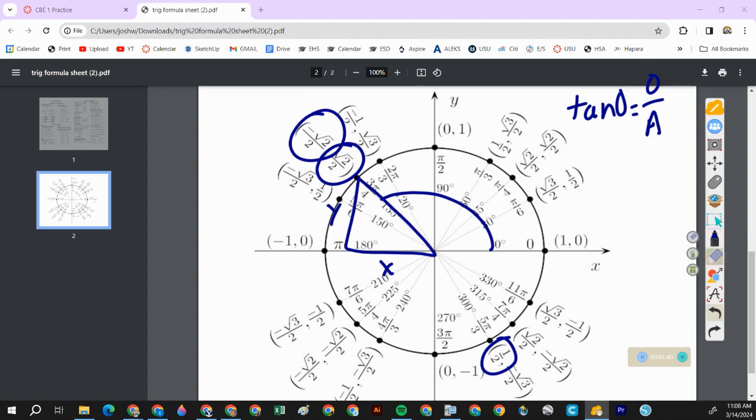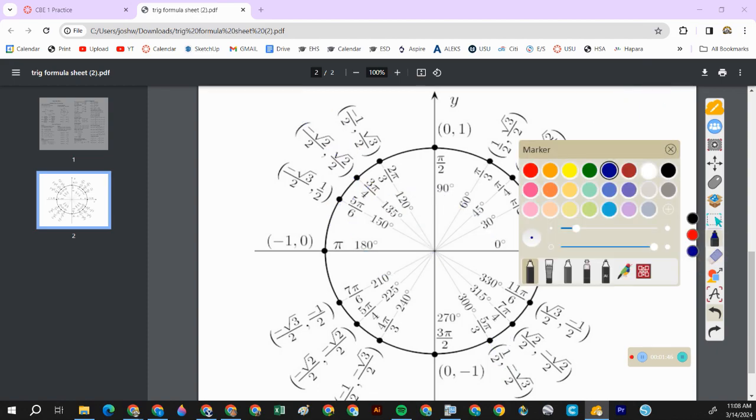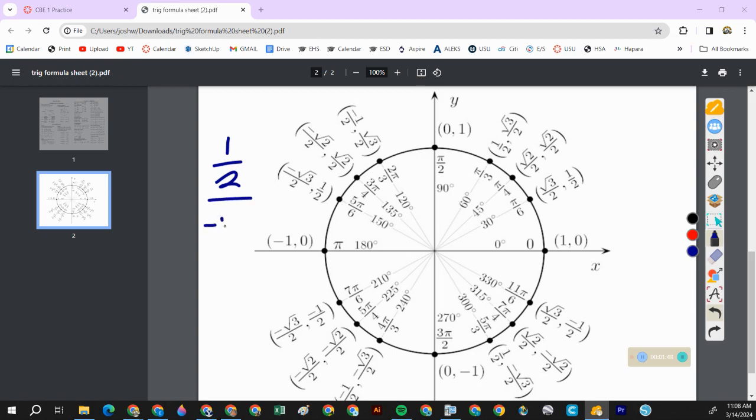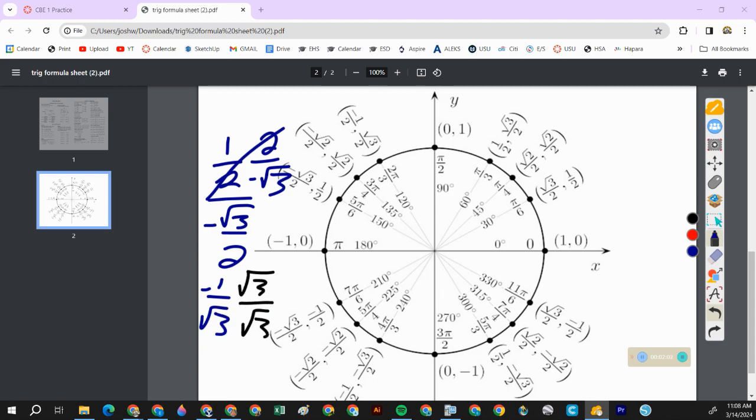If you end up with a tangent that says 1/2 over negative root 3 over 2, then we invert and multiply: 2 over negative root 3. The 2's cancel, and I get negative 1 over root 3. Rationalizing the denominator, we get negative root 3 over 3. That would be the tangent.